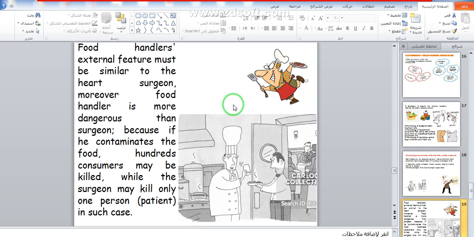Food handlers' external features must be similar to those of a heart surgeon. Why? Because if he contaminates the food, hundreds of consumers may be killed, while the surgeon may kill only one person, the patient in this case. We see this careless food handler, while this is a careful food handler.